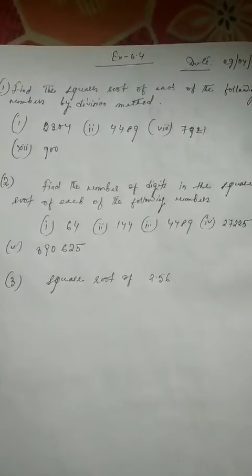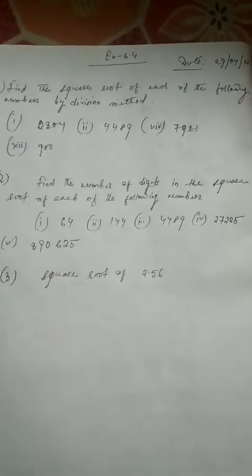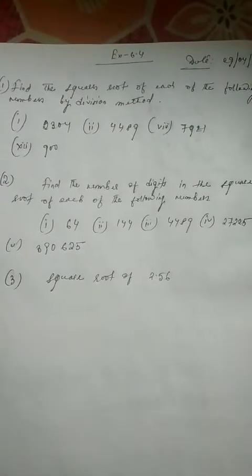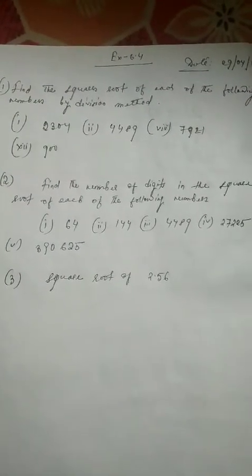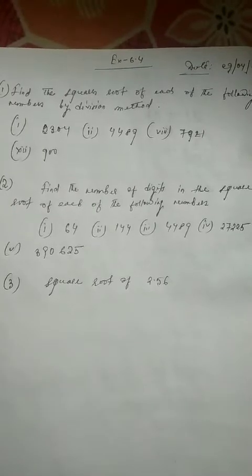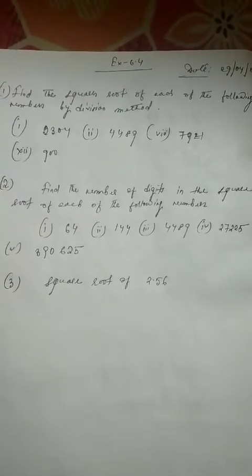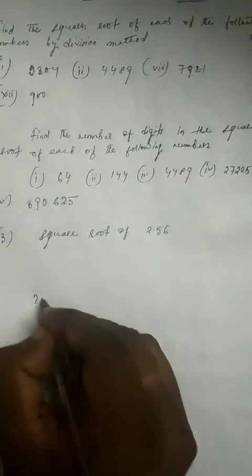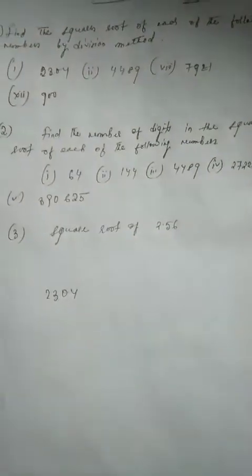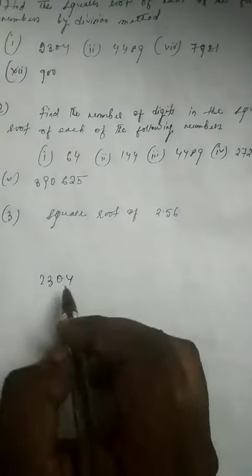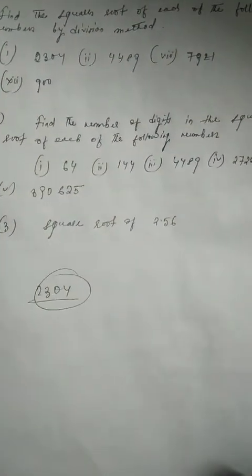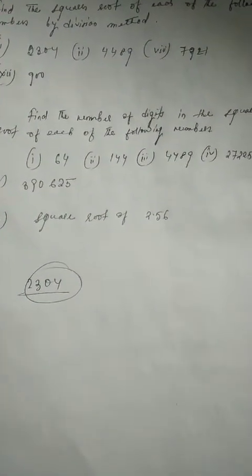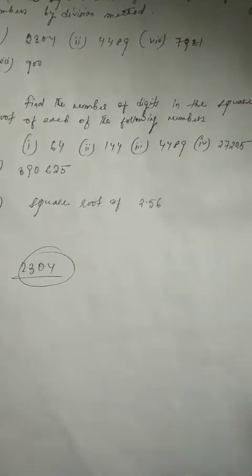Question number 1. Find the square root of each of the following numbers by division method. So we have got some numbers, and we have to find the square root of these numbers by using the division method. Let us check. The first number is 2304. Whether this is a perfect square or not, and if yes, what is the answer? That is what we will find.